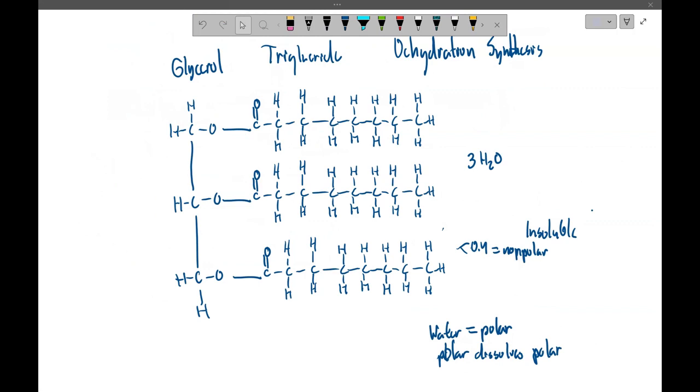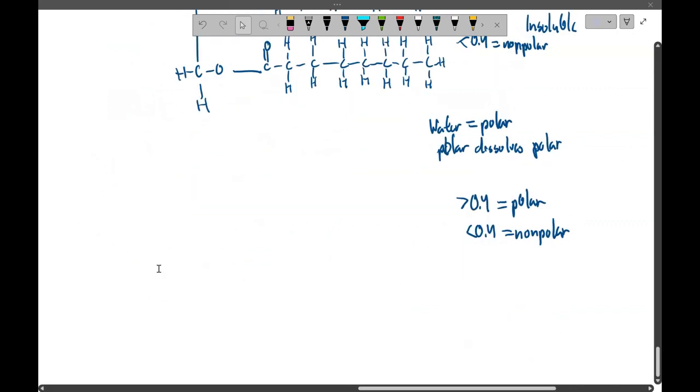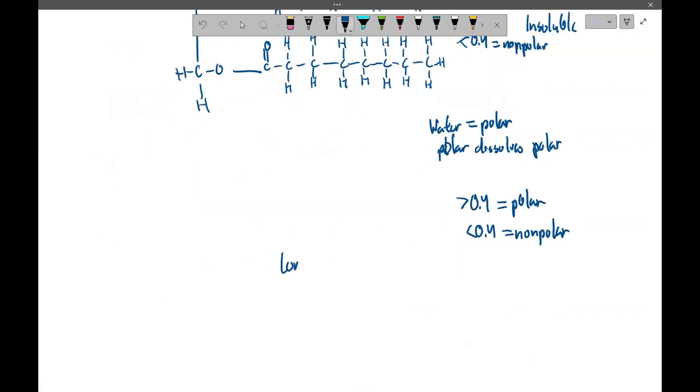And, well, let's talk about the uses for lipids. Lipids are used for long-term energy storage. They're also used for padding and insulation. So think of, I guess, a seal. They have a lot of blubber, which are fats, to keep them warm.